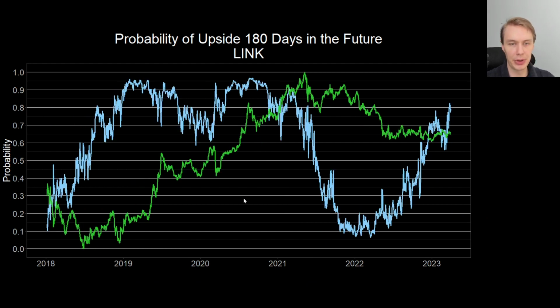And then if we just flip over to the probabilistic forecast model, the other reason why I'm leaning on the side of I think that it's more likely than not this range breaks to the upside than the downside is that the forecast model is now flipping bullish on Link as well. We're up at around just below 80% probability of upside in 6 months from now.